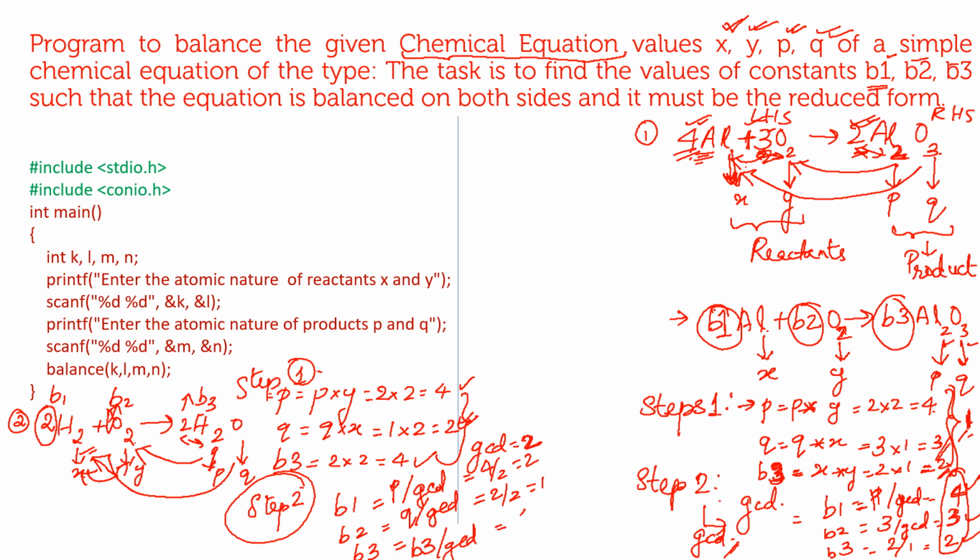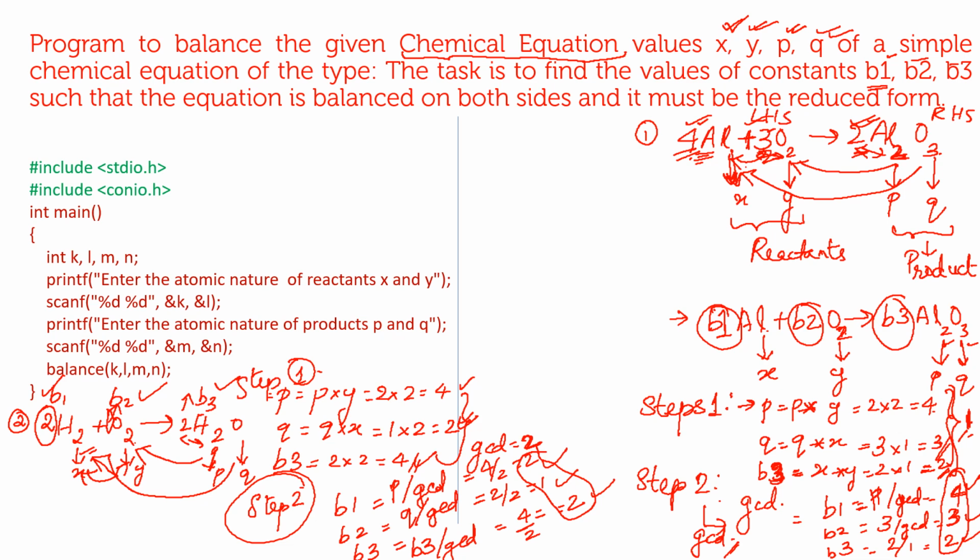And what will be your B3? B3 is equal to 4, right? Already you have calculated 4 divided by 2, which is equal to 2. Are you getting the value? B1 is 2, B2 is 1, B3 is 2, right? So in this way, you can follow any number of equations.